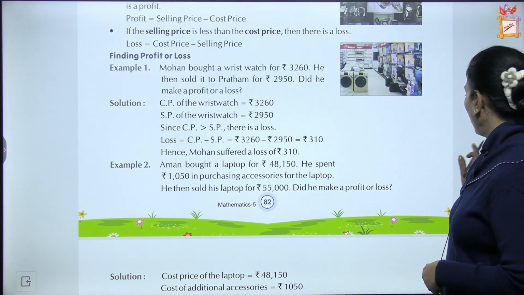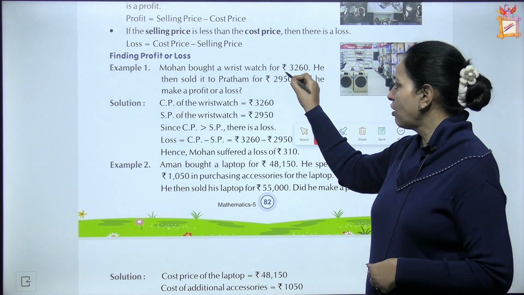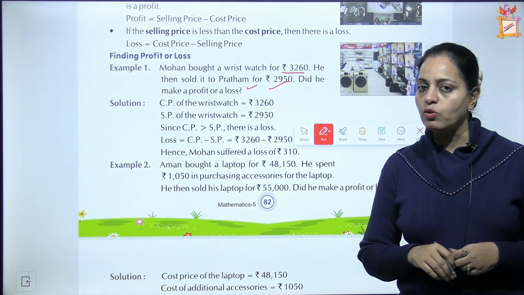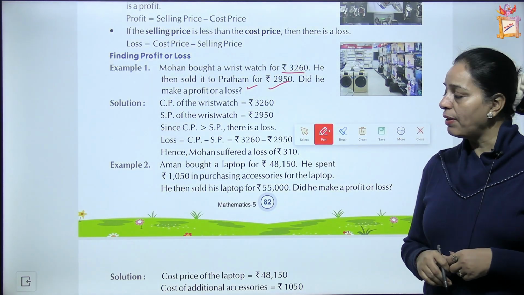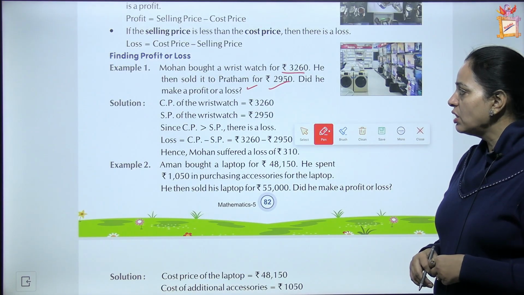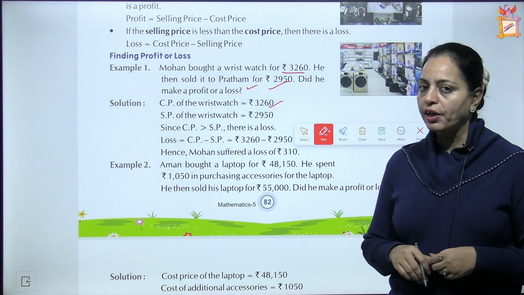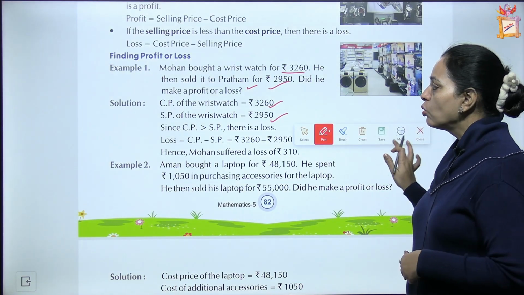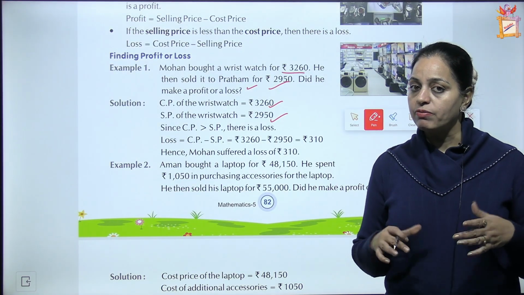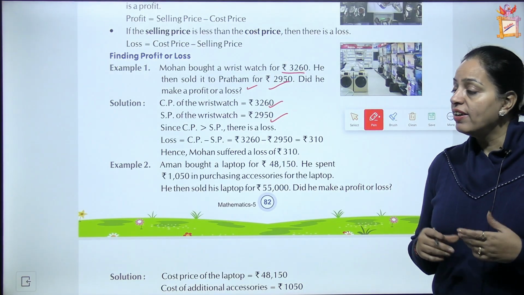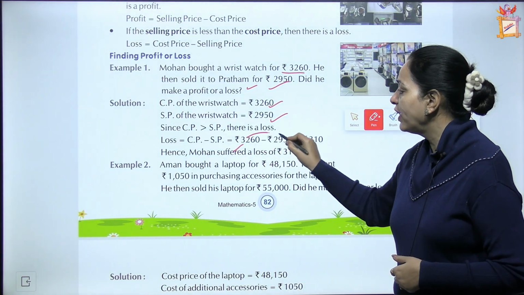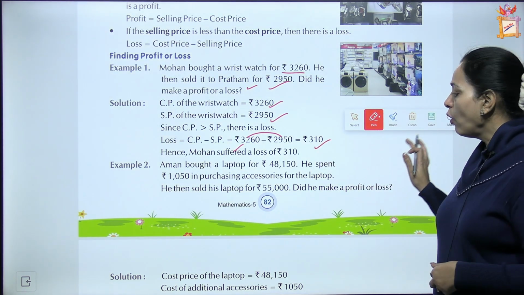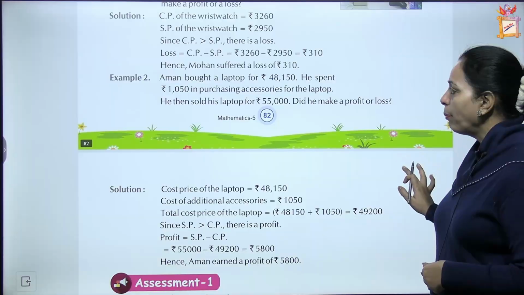Example 1. Mohan bought a wristwatch for rupees 3,260. He then sold it to Pratham for rupees 2,950. Did he make a profit or loss? So CP is rupees 3,260 and SP of the watch is 2,950. So CP is greater than SP. Cost price is greater, that's why there is a loss. तो लॉस हम कैसे फाइंड करेंगे? दोनों का डिफरेंस. सो ₹310.